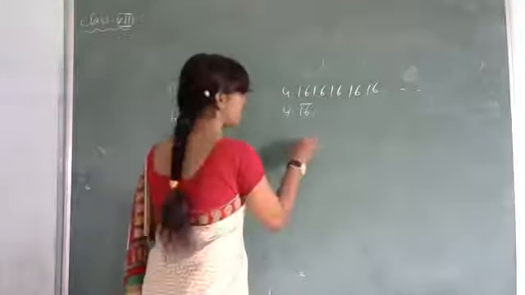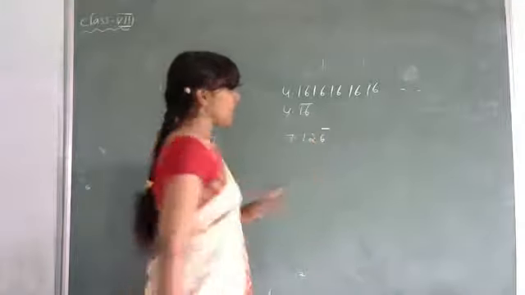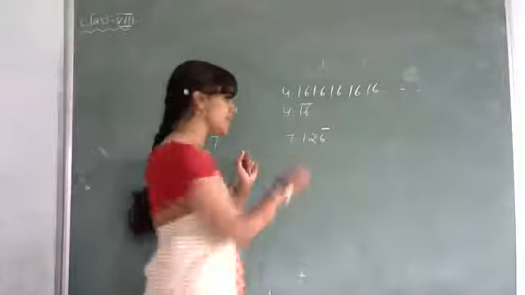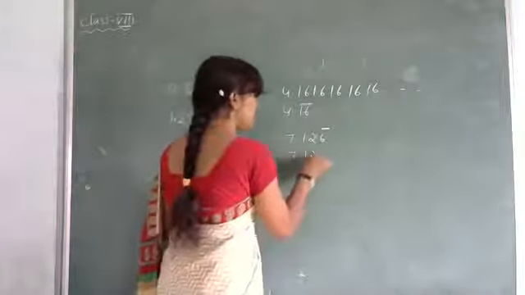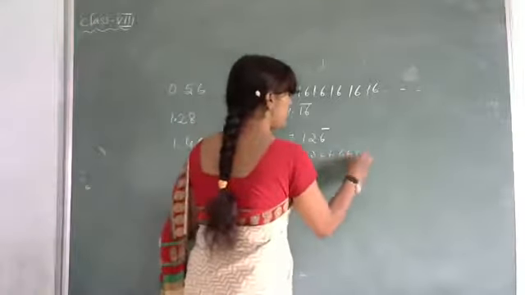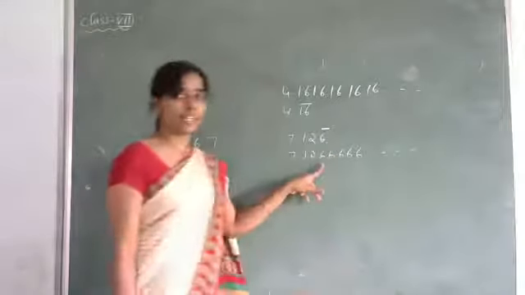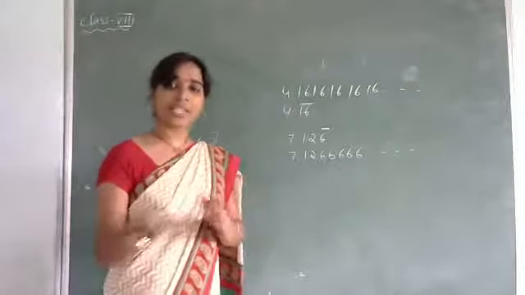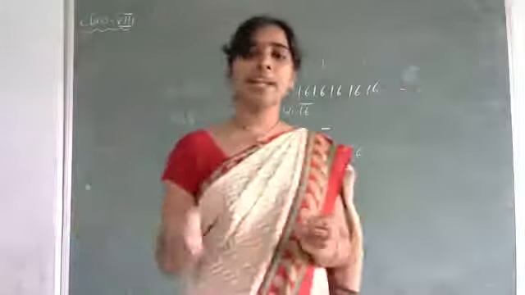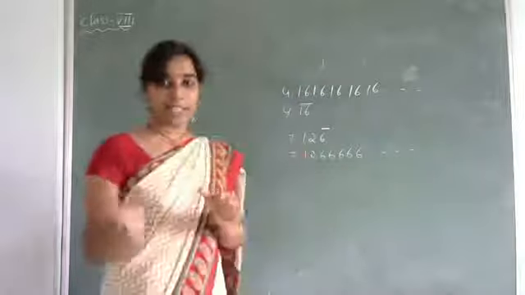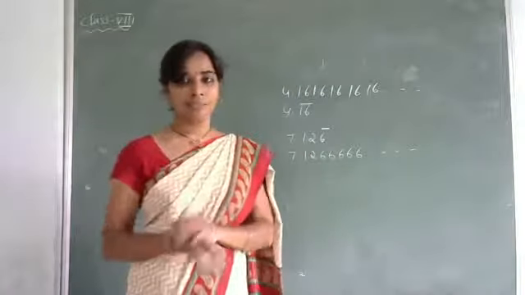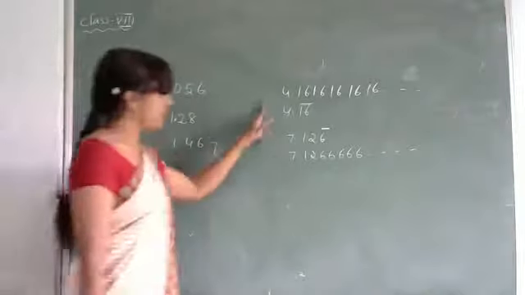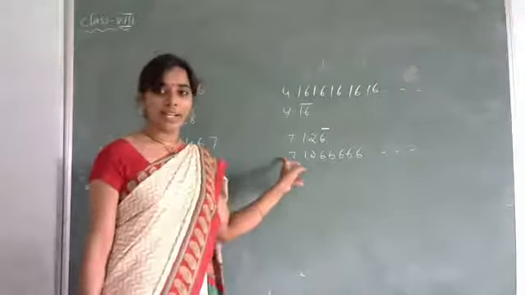If it is given like this, if it is given like bar I kept only on 6, that means we can expand like this. Only 6 is repeating here. Now 1, 2 are not repeating. The number which repeats, for that only we are keeping the bar symbol. Understand children? This is the terminating decimals and these are the non-terminating decimals.